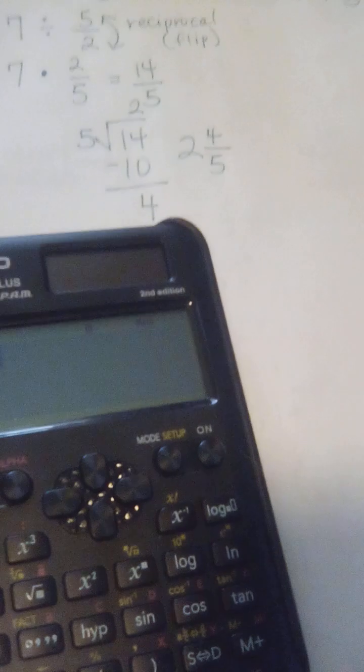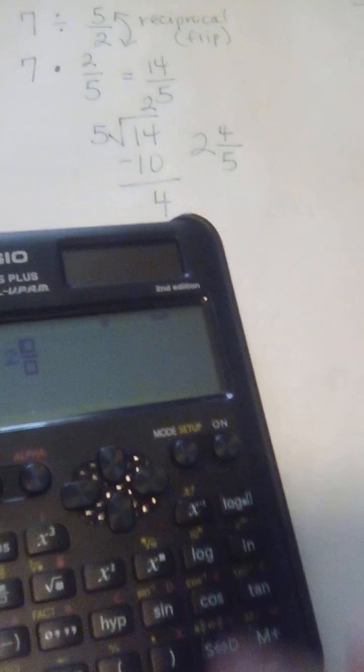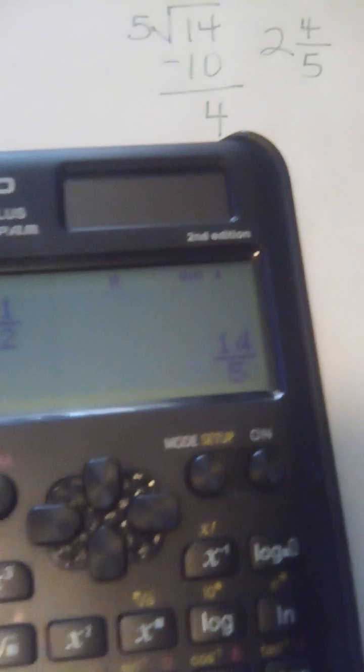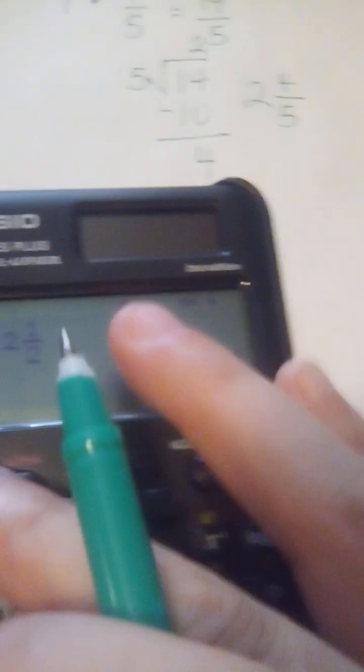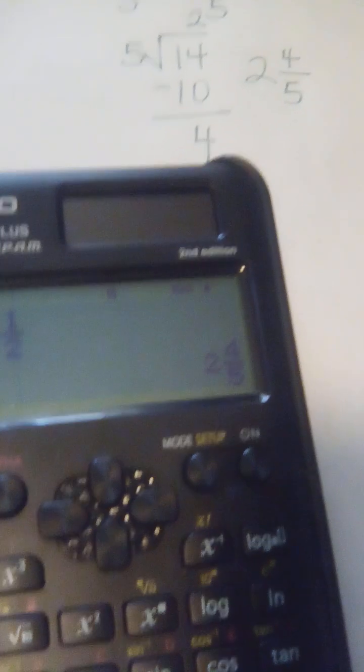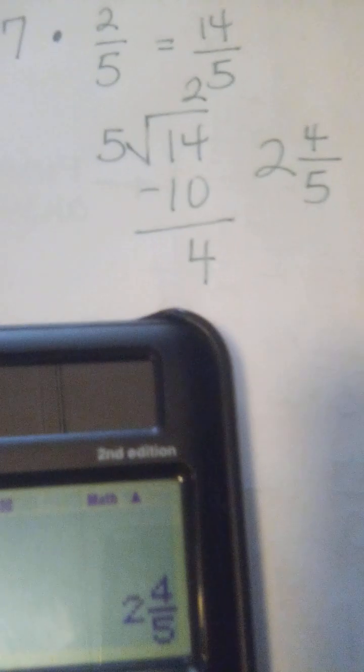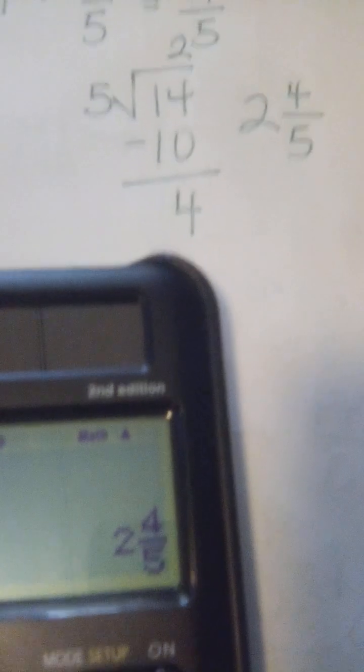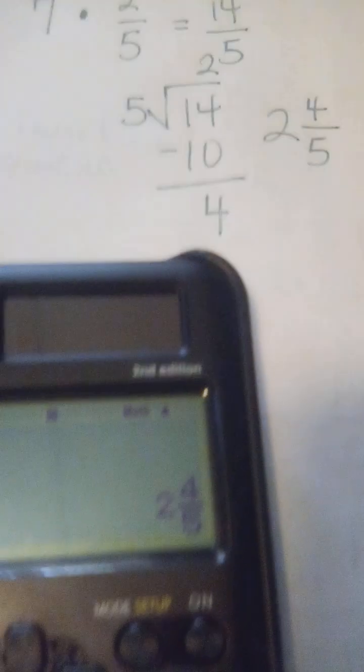Let's check. I love checking these because you never know what's going to happen. 7 times 2 and a half. 14 over 5 is the improper fraction. 2 4/5. It matches, right? All right, that's the final answer.